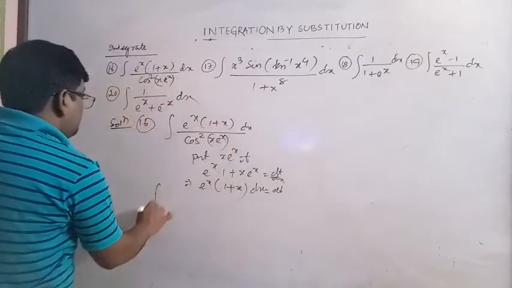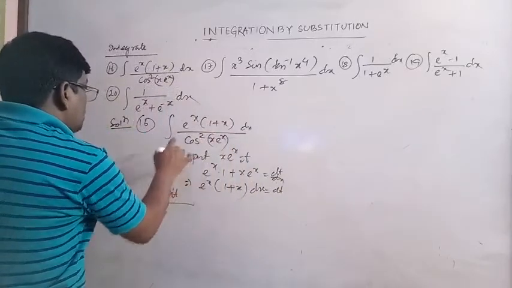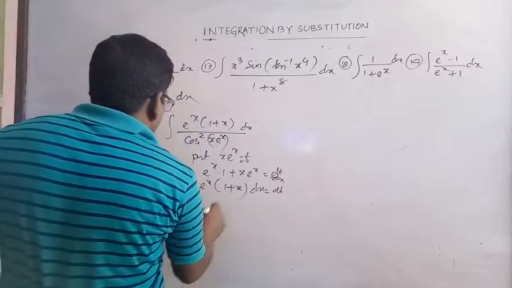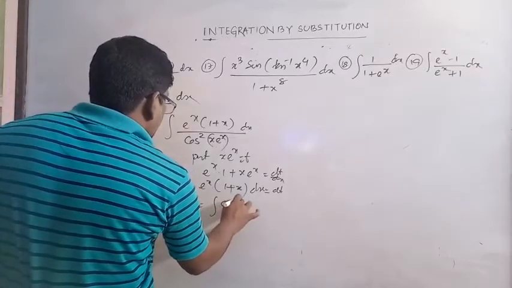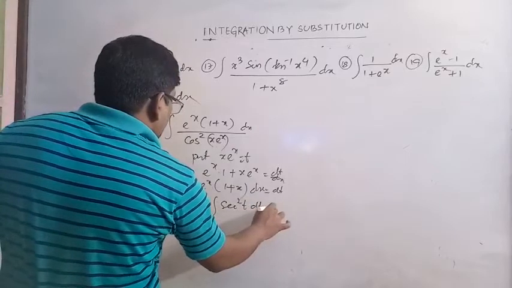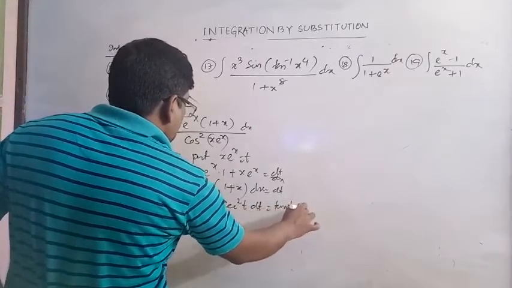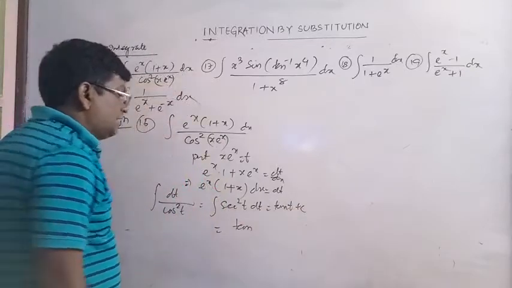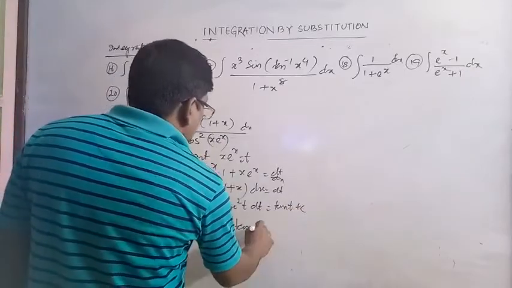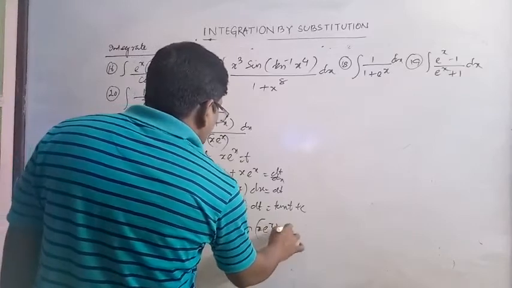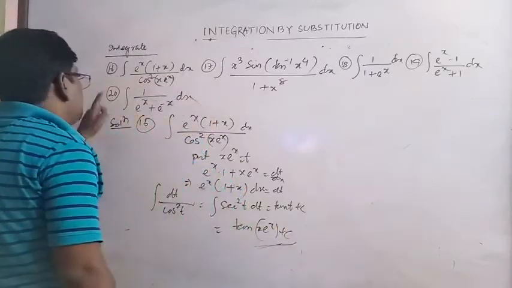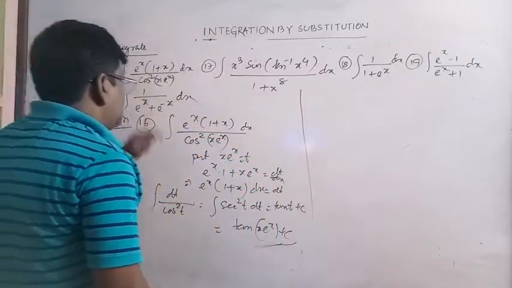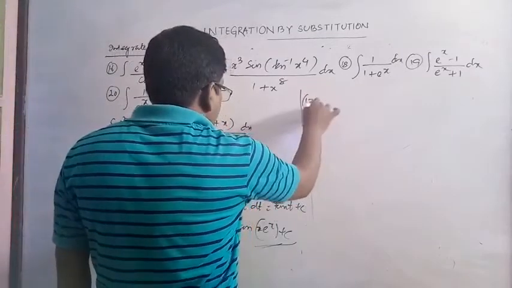So this is dt by cos square t. 1 by cos square t means sec square t dt, and this is equal to tan t plus c. So tan t means tan of x into e to the x plus c. This is the answer of question number 16. Now the answer of question number 17.